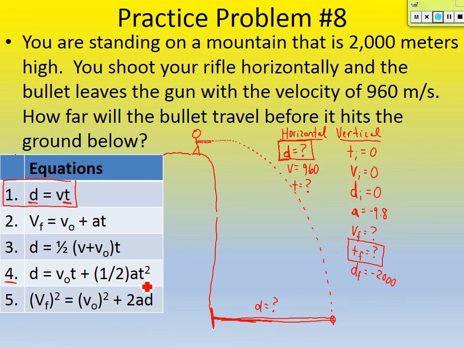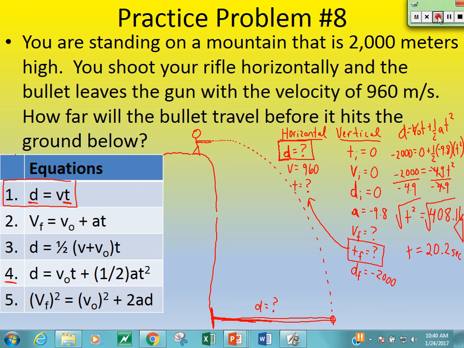Okay. Once you have time vertically, we can plug it into our equation number 1 and solve for the displacement horizontal. So let's take it to there. I'm going to hit pause. I'd like you to hit pause on your video and try it on your own.